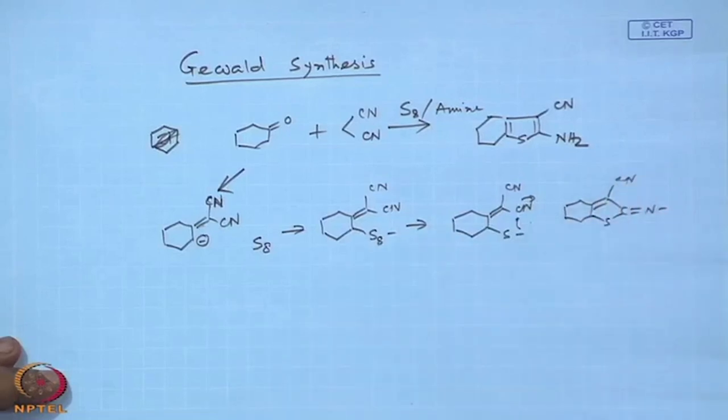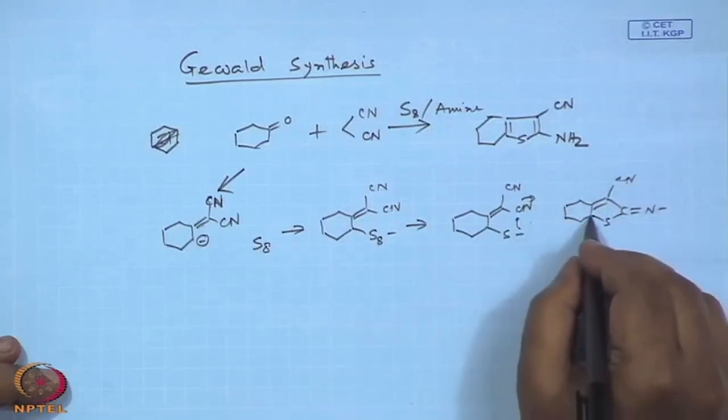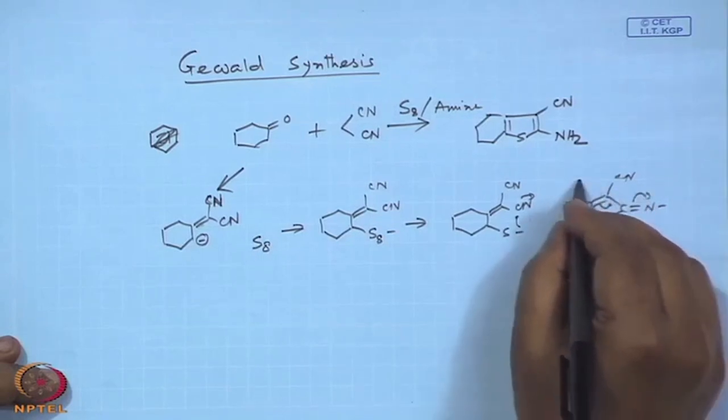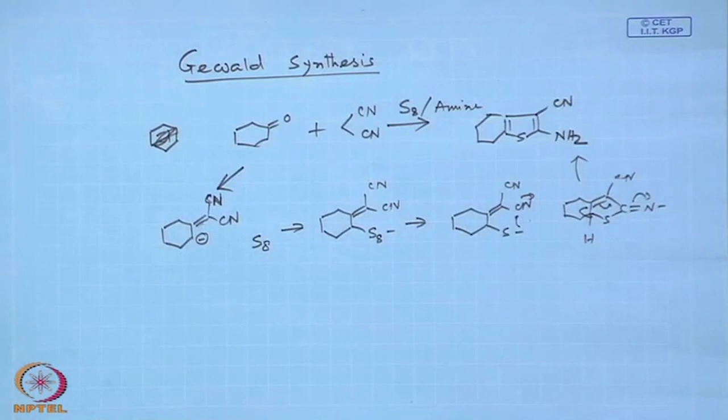Right, and then this deprotonation isomerization would give you the corresponding aminothiophene. This is called the Gewald aminothiophene synthesis. Okay.